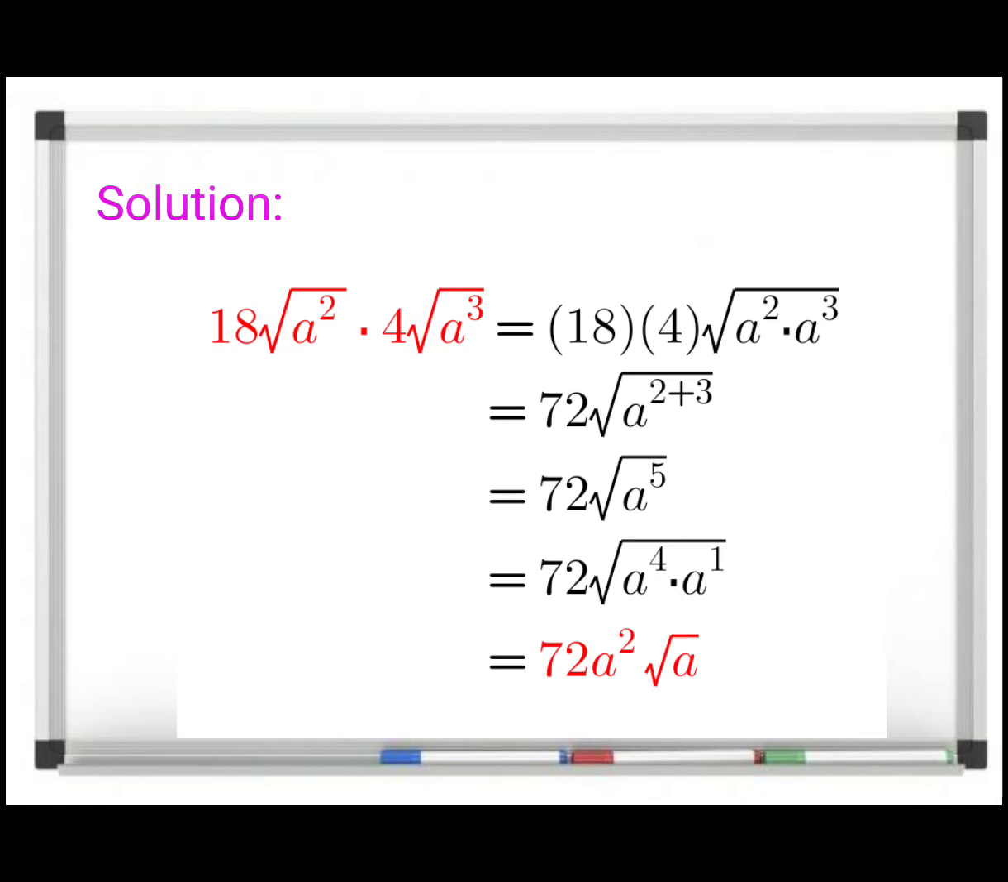Equals 72, the square root of a raised to 5. Extracting the square root of a raised to 5 is equal to 72, the square root of a raised to 4 times a. Then the final answer is 72 times a raised to 2 times the square root of a.